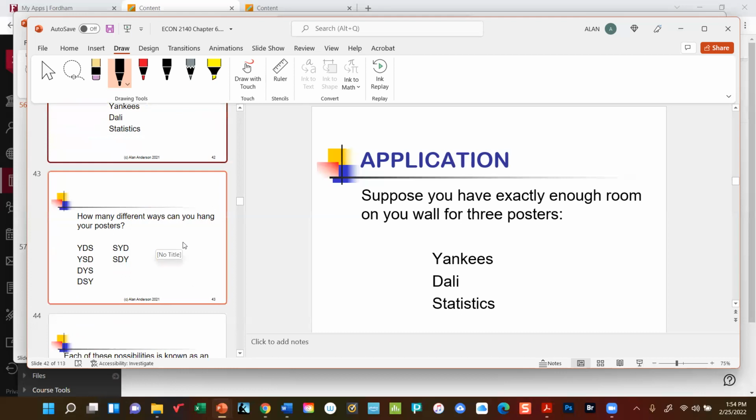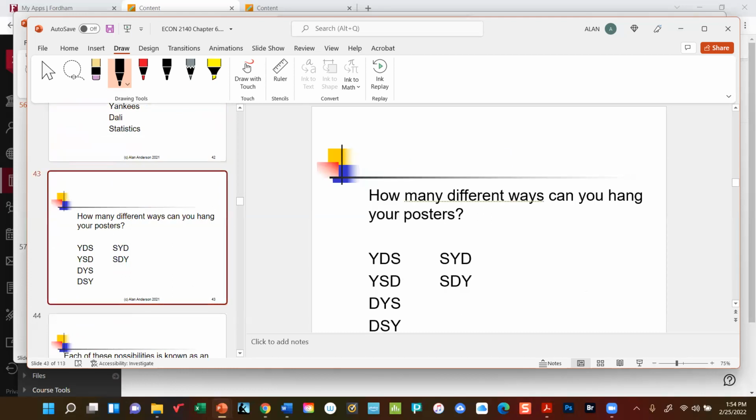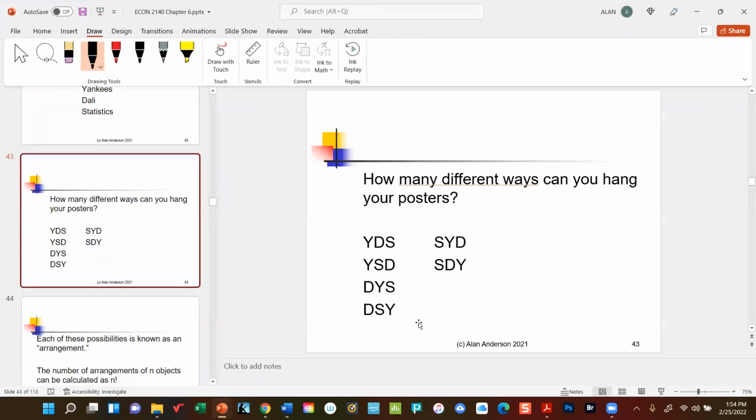Well, remember, we're assuming the wall only has room for 3 posters. So what we're going to do here is list them all. You can have Yankees followed by Dali, followed by statistics from left to right, or you could try reversing these two. You could have Yankees, statistics, and Dali, and you can see all together, if you go through the list, there are 6 different ways of hanging your posters.